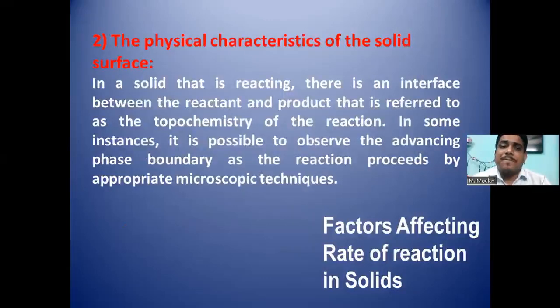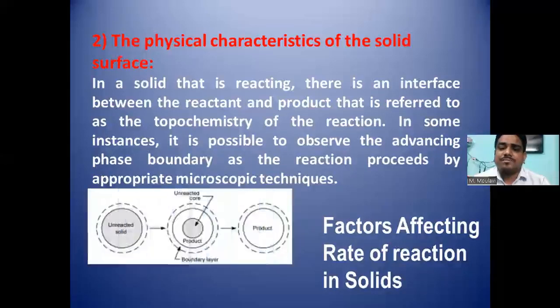Second factor is the physical characteristic of the solid surface. In case of solid state reaction, there is an interaction or interface between the reactant and the product that is referred to as the topochemistry of the reaction. Based on that, in some instances, it is possible to observe the advancing boundaries between the reactant and the product, using the appropriate microscopic technique. If you have a suitable experimental technique for the observation of reaction on the solid surface, then we can see the formation of boundaries between the reactant and the product. Whenever the reactant is converted into product, there is formation of a boundary between reactant and the product. So this is the physical characteristic of the solid surface.